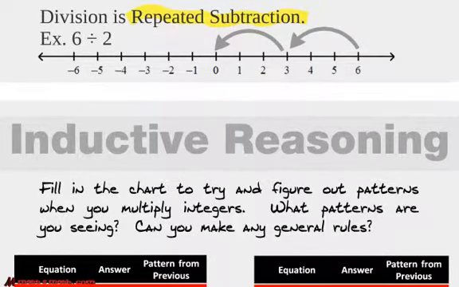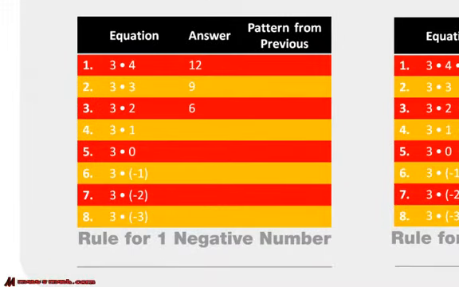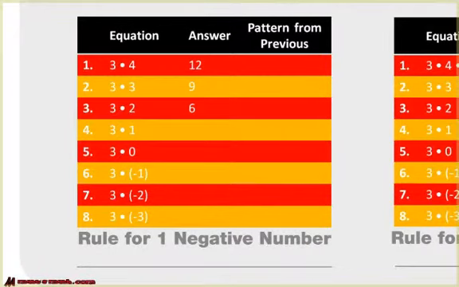So let's fill in these charts and try to figure out the patterns of what happens when you multiply integers. The same rules are going to apply with division. Can you see the patterns? All right, what's the rule with one negative number? That's the kind of rule we're going to figure out right now. So get your pencil out. Let's get writing. 3 times 4, well, you guys can all do that. 3 times 4 is 12. 3 times 3 is 9. Bam, 3 times 2 is 6.